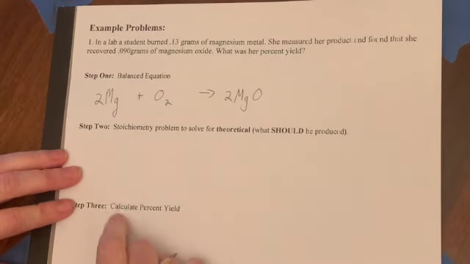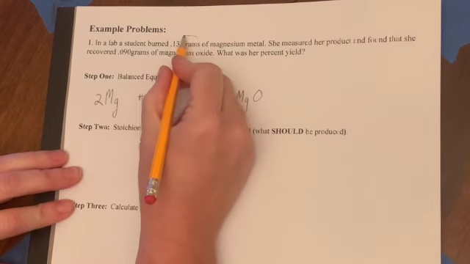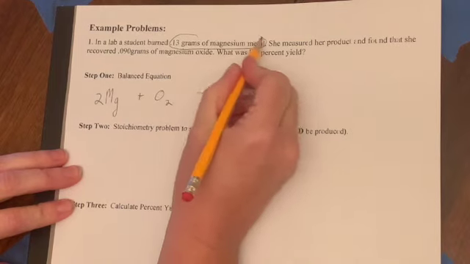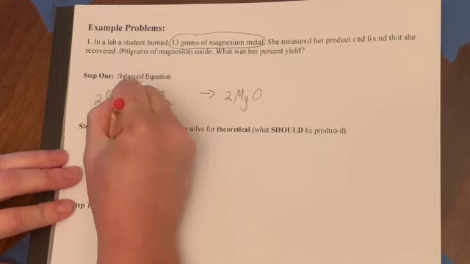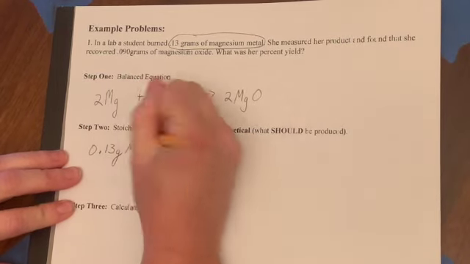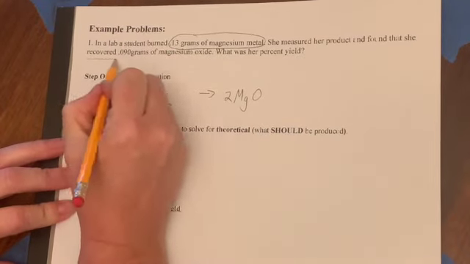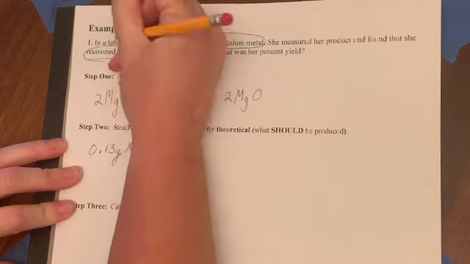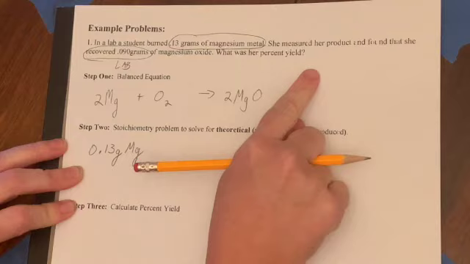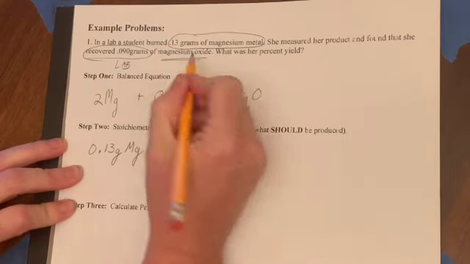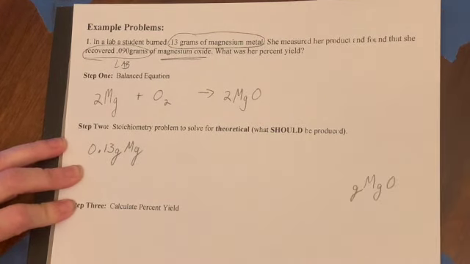Step 2, I'm going to get my theoretical yield. In a lab, a student burned, she started out with 0.13 grams of magnesium metal. So I want to start out with that same thing: 0.13 grams of magnesium. She burned and found that she recovered, so this right here, she recovered in the lab. We're going to use that later. That's your lab data, of magnesium oxide. What was her percent yield? So we want to use magnesium oxide as what we are looking for, so we want to go to grams of magnesium oxide.